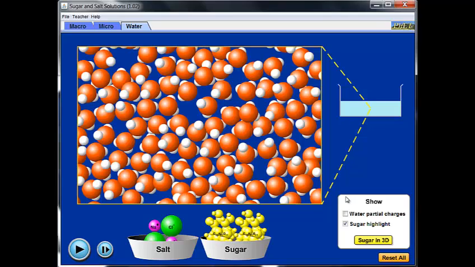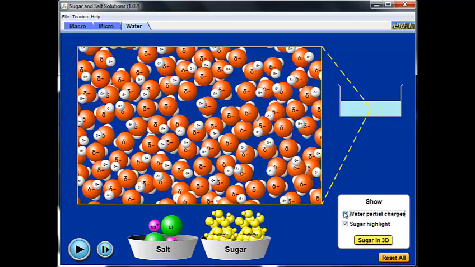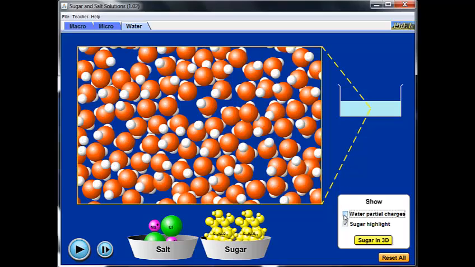We can show this by clicking this little box down here. If we look carefully, we'll see that most of the time, the hydrogen will be attracted to or pointed at an oxygen atom on another molecule, that the delta plus is interacting with the delta minus. Remember, opposites attract. Now, let's remove the partial charges and restart the simulation.